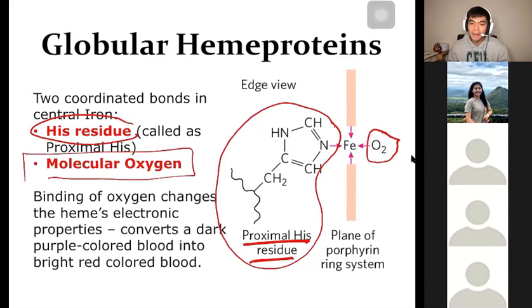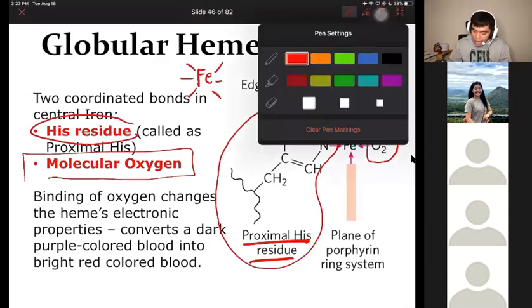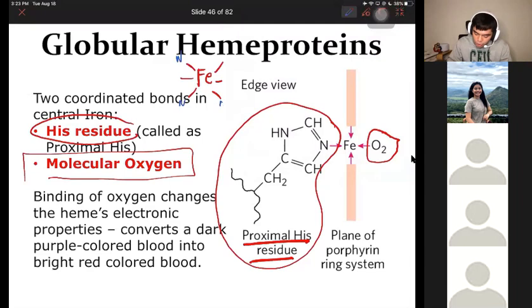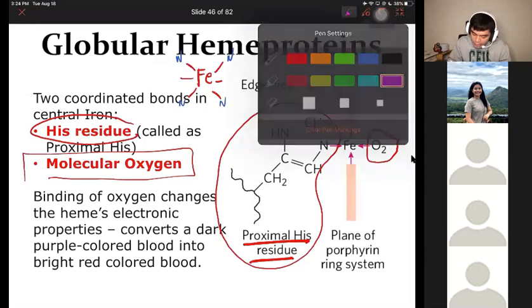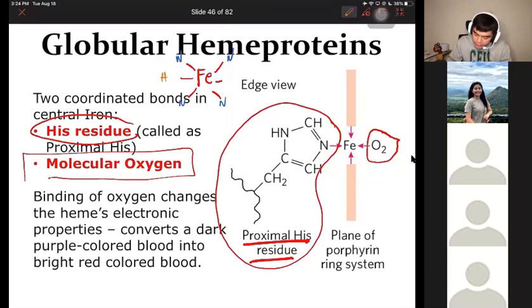Anong sabi ko? Tama ba na sa prosthetic group talaga dumidikit ang oxygen kanina? Yes or no? Yes. Kaya for the nth time, pag binalikan natin ang structure ng heme, yung nasa gitna, iron, and then apat na nitrogen, isang histidine, at isang oxygen. Yan ang kapitbahay ng iron.